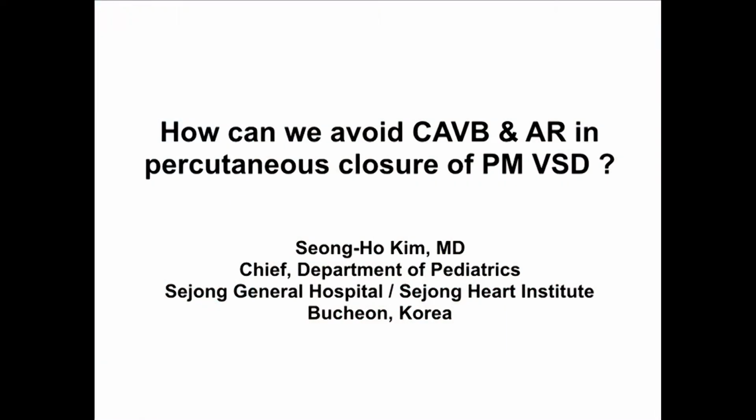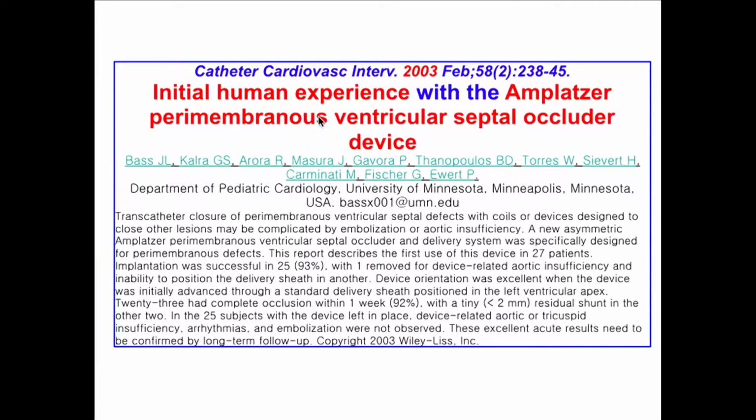Today, my talk is about the percutaneous closure of the ASD and the VSD. What is the issue? My talk is relatively simple compared to the previous two talks, so please be relaxed and enjoy. The first one is percutaneous closure of the VSD. In closing of VSD, there are two issues. One is the complete AV block, and the other one is aortic valve damage.